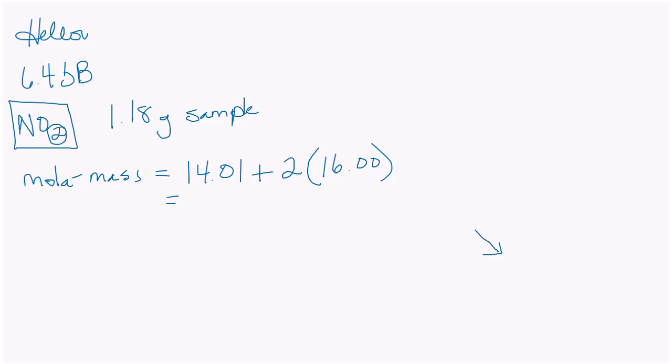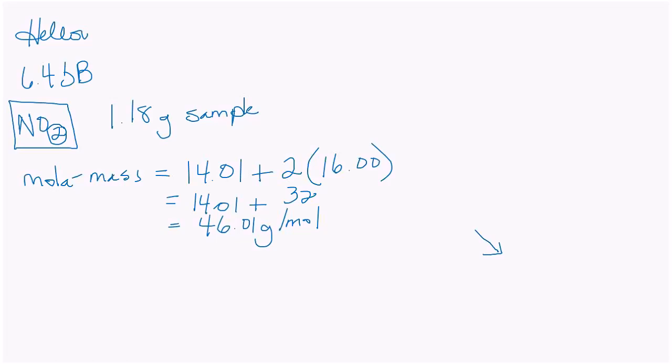So let's see what that gives us. 2 times 16 is 32 grams, and we add that to 14.01. 14.01 plus 32 equals 46.01 grams per mole of NO2. Is that what you got? Yeah, everything's working so far. Perfect.